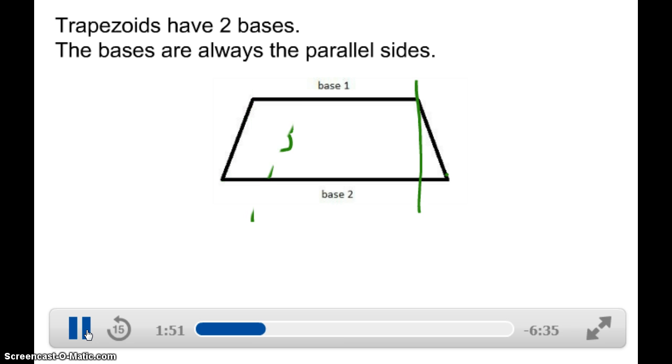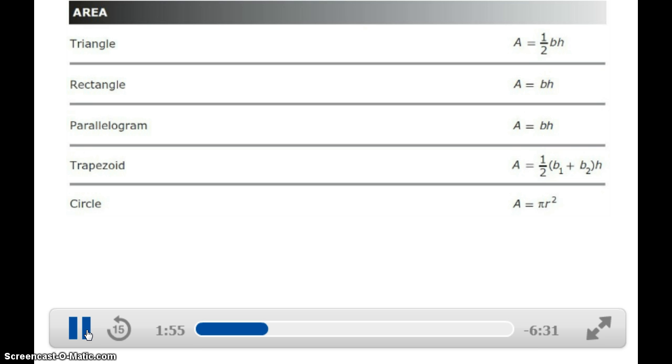So let's take a look at the formula for area of a trapezoid, and let's try and relate that to squares and see where it came from. So the formula for area of a trapezoid is 1/2 the base 1 plus base 2. You see how it has that little subscript 1 and subscript 2. That means base 1 and base 2, times the height.